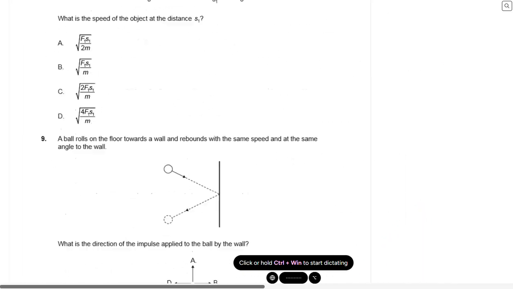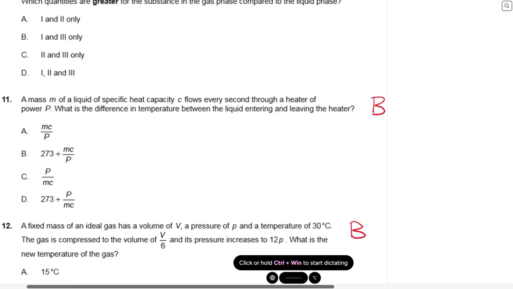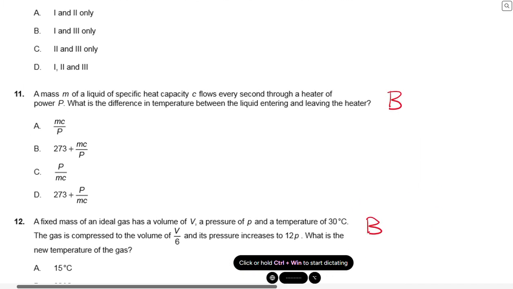On to topic B, we just did A, and these are the additional SL questions again. A mass M of a liquid, specific heat capacity C, flows every second through a heater of power P. What is the difference in temperature between the liquid entering and leaving the heater?